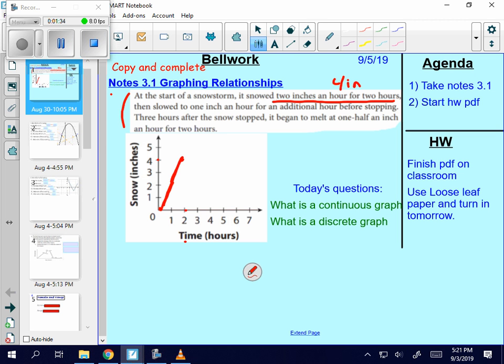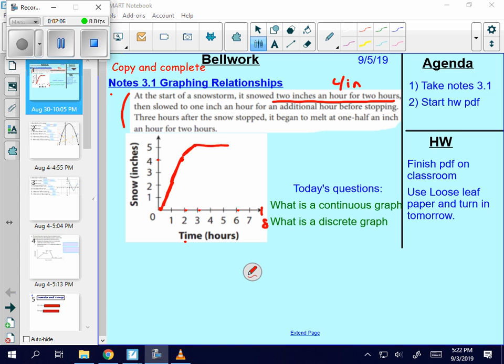Then it snowed 1 inch per hour for an additional hour. So that's only 1 more inch, and it gets us to hour 3, and we will then have a total of 5 inches of snow. And you can see that's less steep. 3 hours after the snow stopped. That means I need to show the snow not increasing for 3 hours. From 3 hours to 6 hours, we have no increase. We are level.